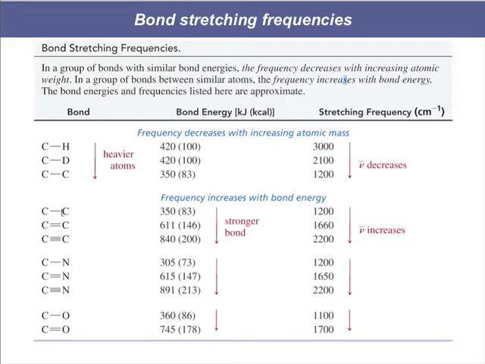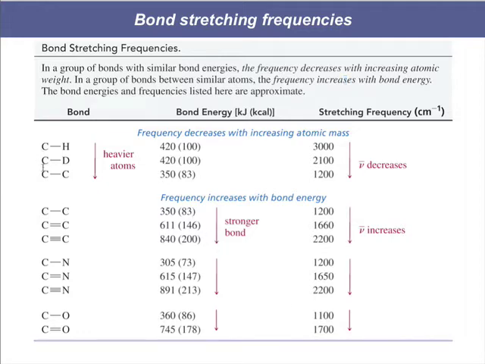Here we see that range for carbon-carbon bonds: single, double, triple. We also have those same similar ranges for carbon-nitrogen bonds: single, double, triple, from around 1200 to about 1600, 1650 to about 2200. Same for carbon-oxygen bonds. As we go from a single to a double bond, our energy increases, so does our frequency. So those are two trends.